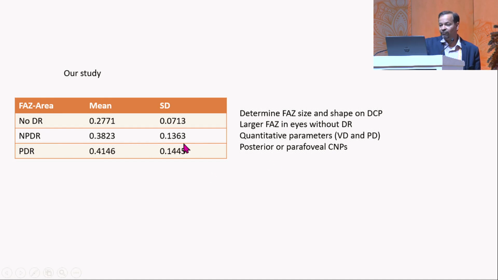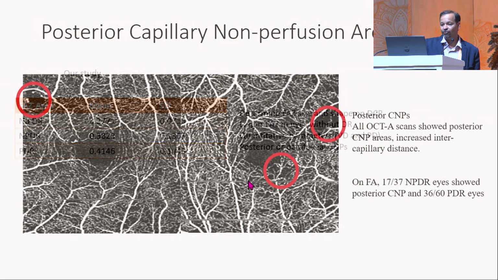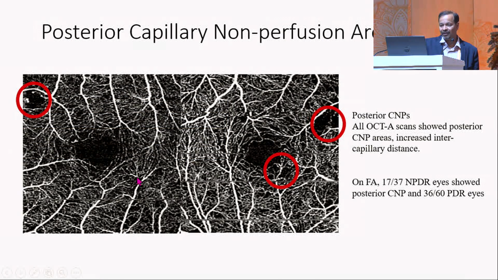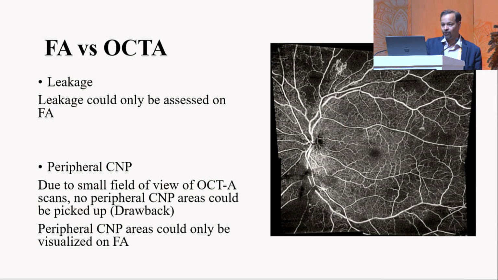Now what was very important here is that what we could see is something called posterior or parafoveal CNPs. Now this is a patient, if you see there is minimal diabetic retinopathy, few microaneurysms, but if you see there are capillary dropout areas which are there close to the fovea. Now these have been studied extensively, and people have found out that whenever you have these posterior capillary non-perfusion areas, these signify that the patient is likely to have high risk of progression to meaningful clinical diabetic retinopathy.